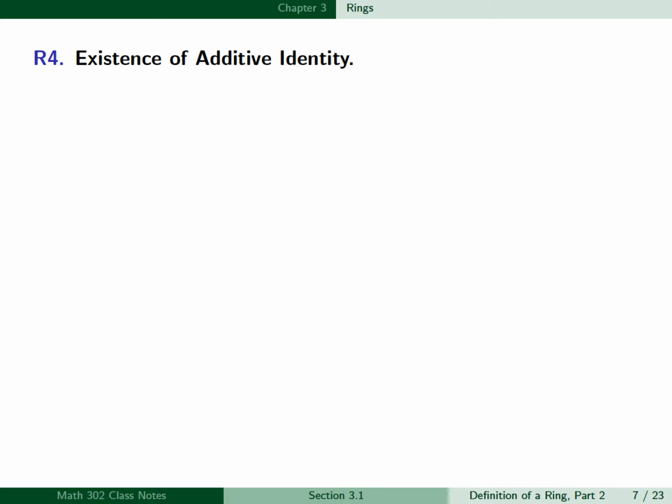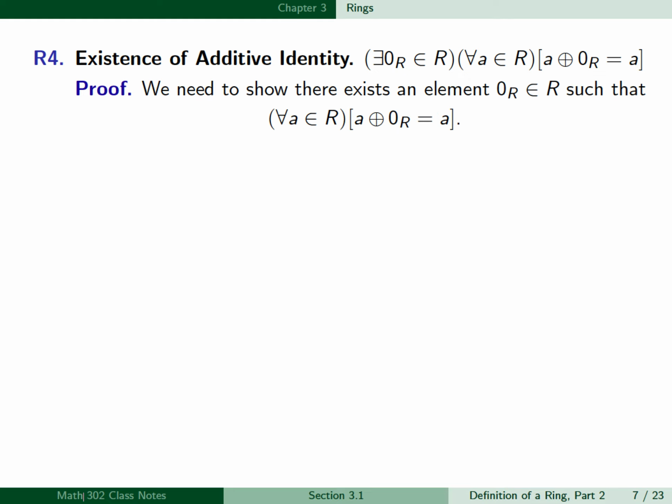Okay, we'll skip over R2 and R3, and let's look at R4. So this is the existence of an additive identity. So we need to show that there exists an element 0_R in R, such that for all a in R, a circle plus 0_R is equal to a. And to prove this, we need to show there exists an element 0_R in R that satisfies for all a in R, a circle plus 0_R is equal to a.